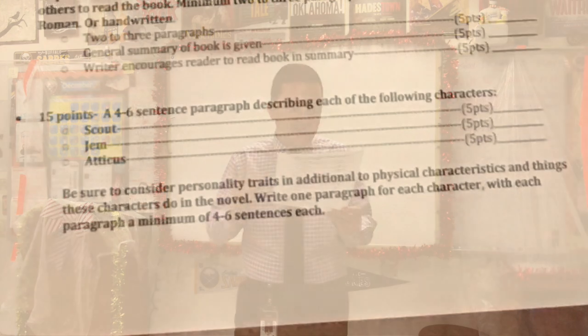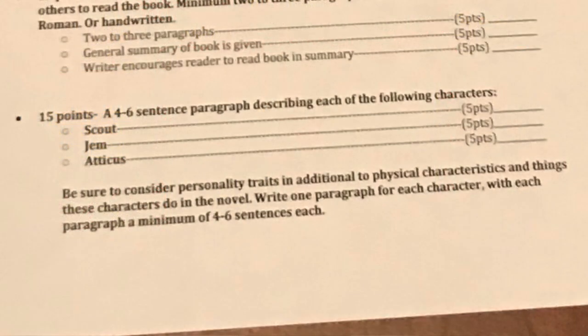So if you're in Regents classes, you're going to do 3 4 to 6 sentence paragraphs describing each of the following characters: Scout, Jem, and Atticus. You get 5 points for your 4 to 6 sentence paragraph for each of those characters. Be sure to consider personality traits in addition to physical characteristics and things these characters do in the novel.